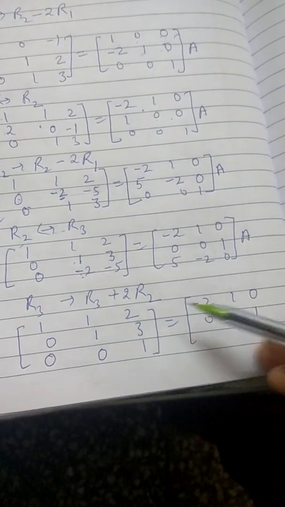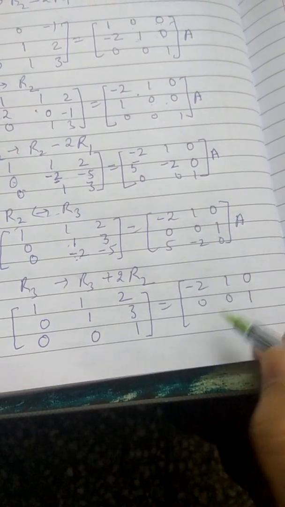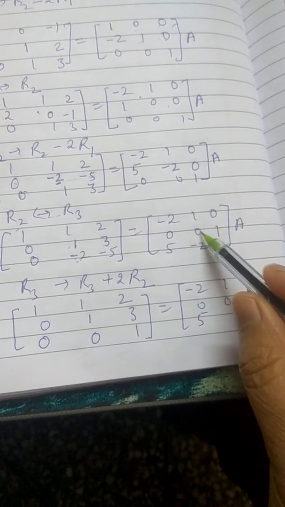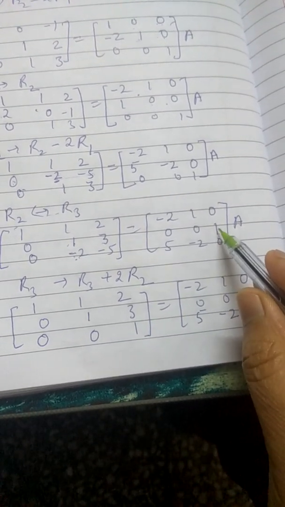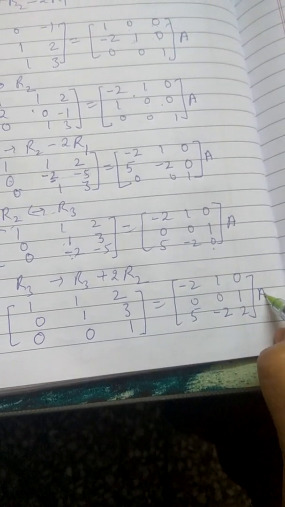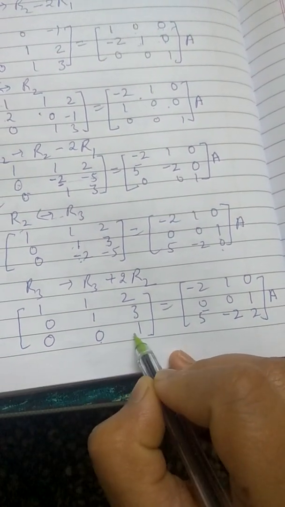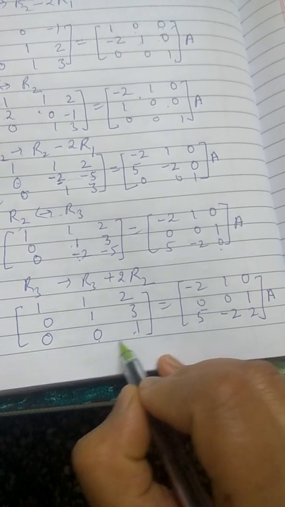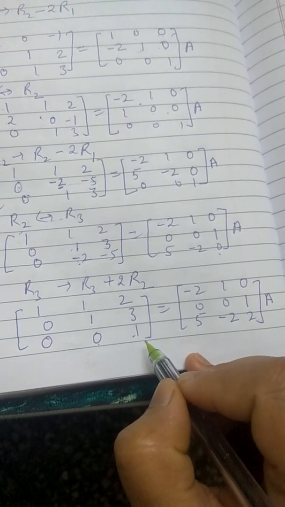And now again we apply the same operation on the right side. 0 into 2 is 0, plus 5, that means 5. 2 into 0 is 0, minus 2, that means -2. And here 1 into 2 is 2, plus 0, that means 2, into A. Is it clear? After this, this element is already 1. If it is not 1, then we divide by that number, whichever number is there.